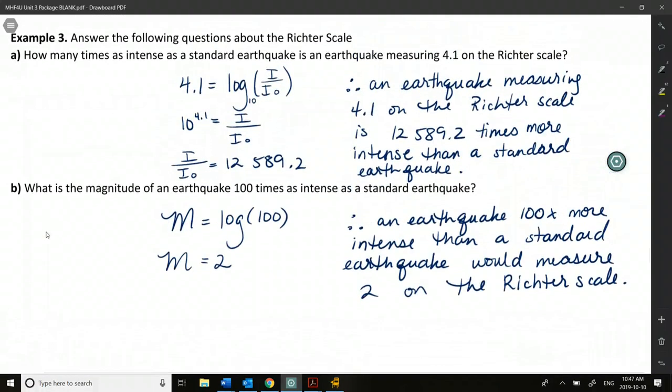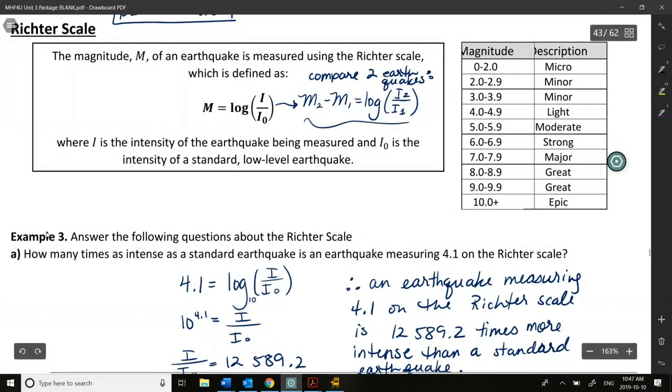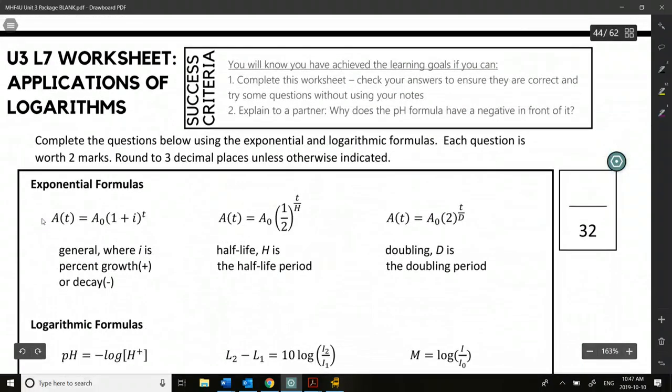Okay, if I were comparing two earthquakes, let's say I wanted to compare something that was 4.9 and 3.7, then I would use this and I would isolate similarly and I'd be finding I2 over I1. Okay, so you'll see some of those in your applications stuff as well.